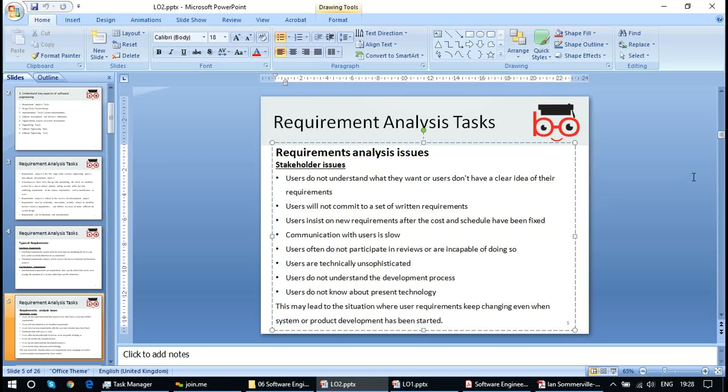So new requirements emerge. Communication with users is slow. Users often do not participate in reviews or are incapable of doing so. Users are technically unsophisticated. Users do not understand the development process. That is a main problem. It's not their headache how the developers will maintain or create the requirements, because they don't understand how a software developer needs to write it.